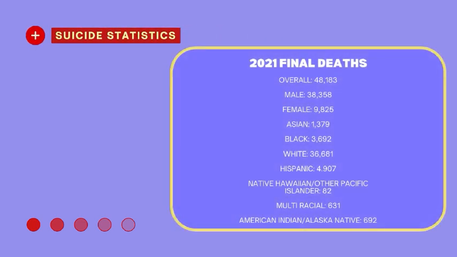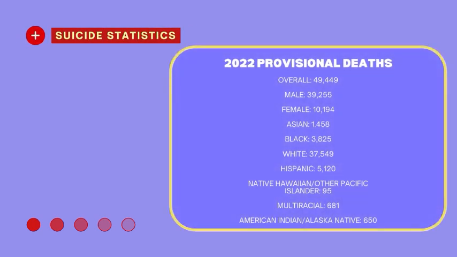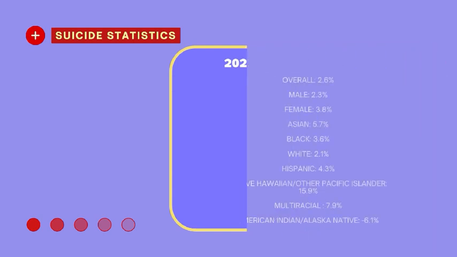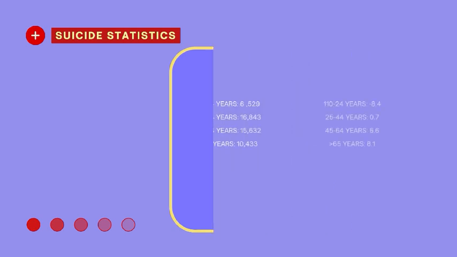You can see that the overall suicide rate in 2021 number of final deaths was 48,183 deaths by suicide. That increased to 49,449 deaths by suicide in 2022. So there has been an overall increase of 2.6% in the number of deaths by suicide from 2021 to 2022. Overall, suicide rates have risen by 16%.